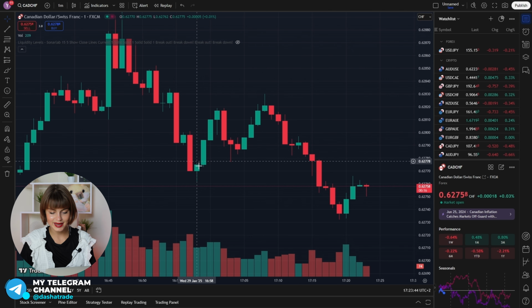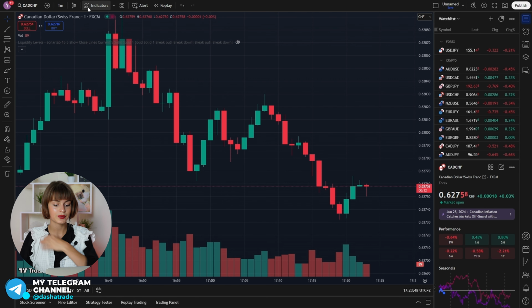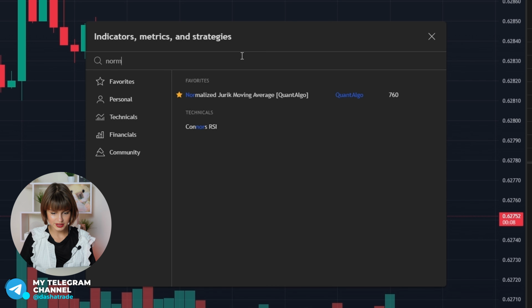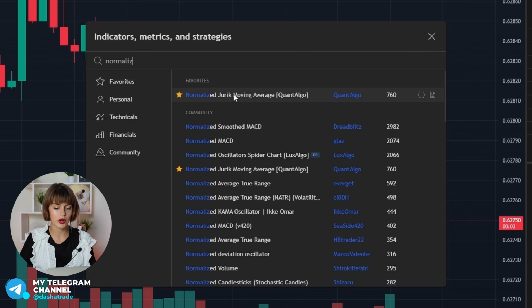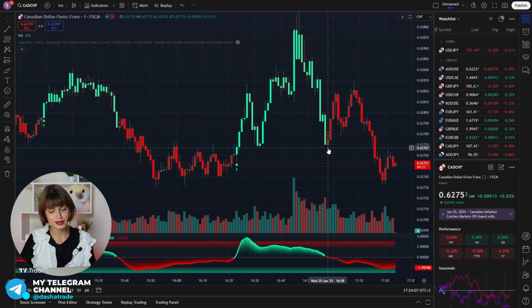Now let's add the indicator to our chart, with the help of which we'll be making money. We go to the Indicators panel and enter the name of the indicator. We add the indicator with this name provided by this author. So now let's figure out how to make money using this indicator.